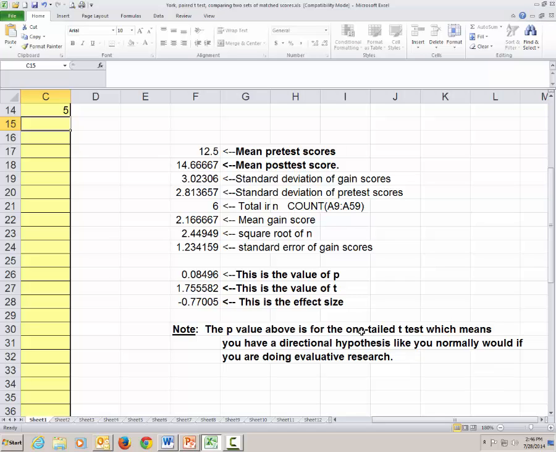The latter is more conservative and is usually employed as the default whenever you use a statistical software such as SPSS and so forth. Okay, I hope now you know how to use this particular statistic with this particular file.